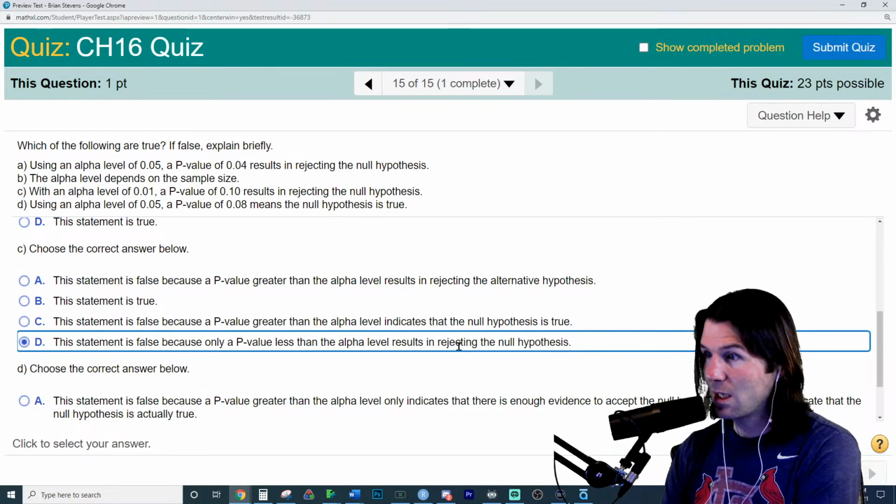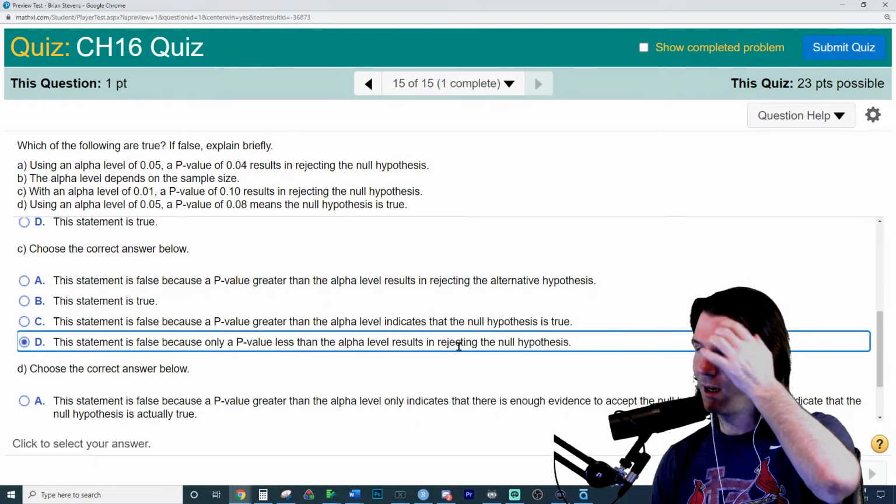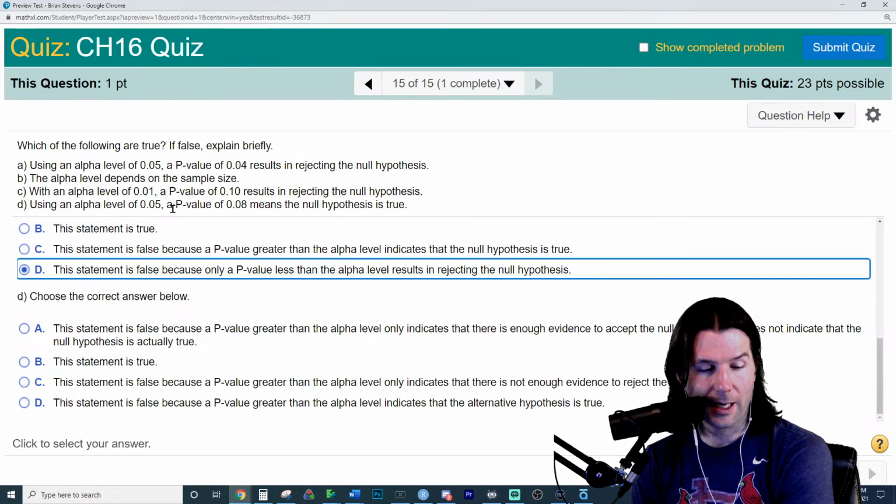If there are things you should know right here, oh no, totally fine, Cooper, don't worry, you got this. It's just practice. So using an alpha of 0.05, a p-value of 0.08 means the null hypothesis is true.